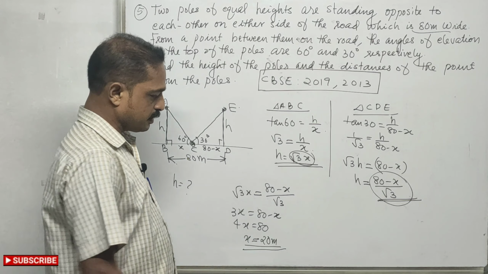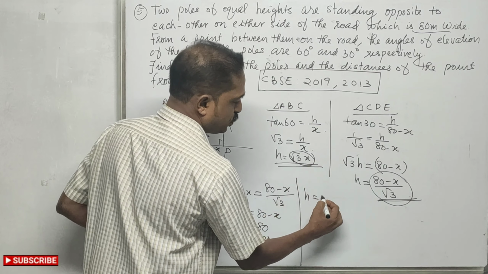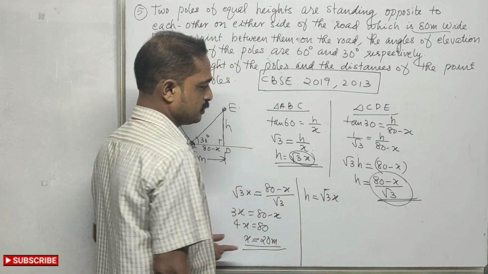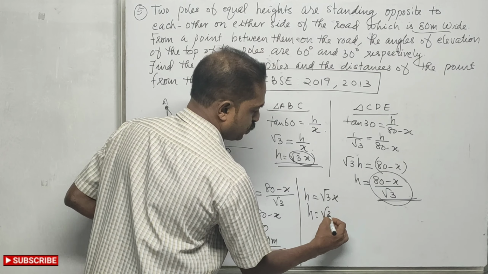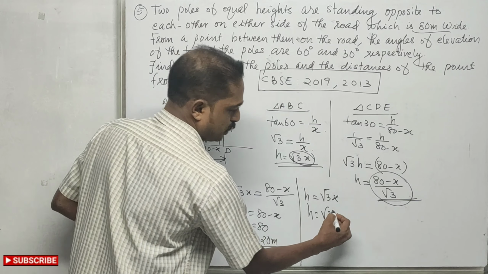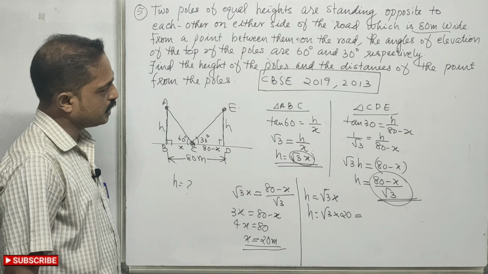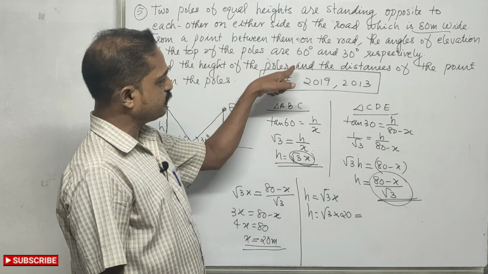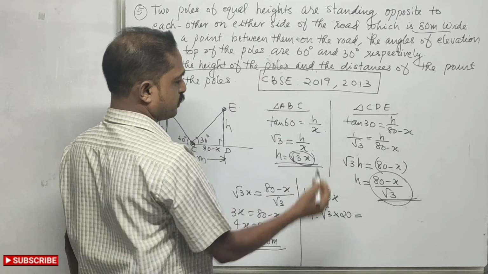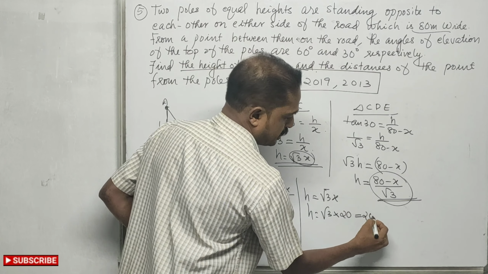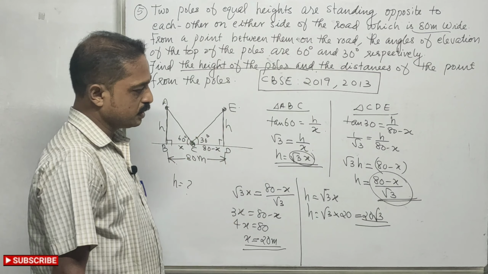See, if x is equal to 20 meter, what will be H? H is equal to root 3 into x. That is H is equal to root 3 into what is x? X is equal to 20. 20 into root 3. You are required to find the height of the poles. So what is the height of the poles? The height of the pole is 20 root 3. H is the height of the poles, which is 20 root 3.